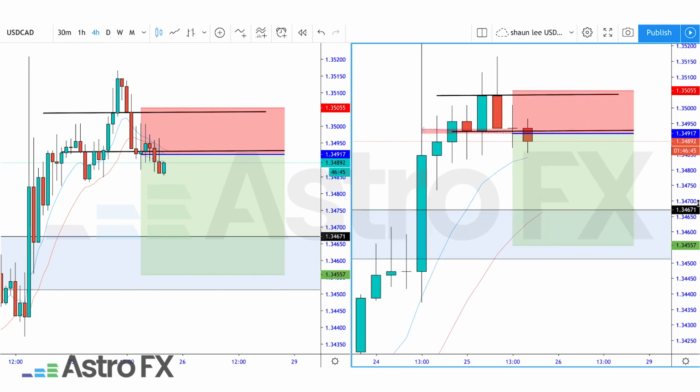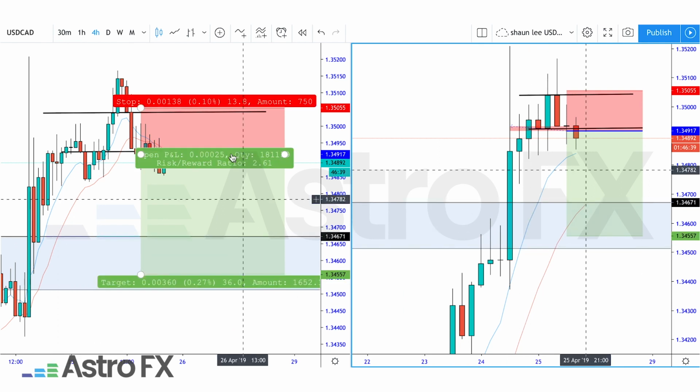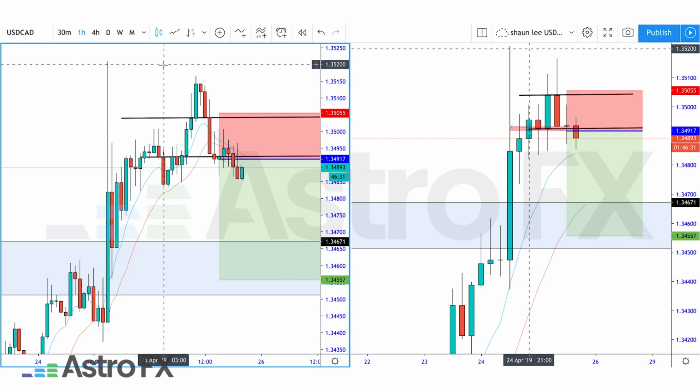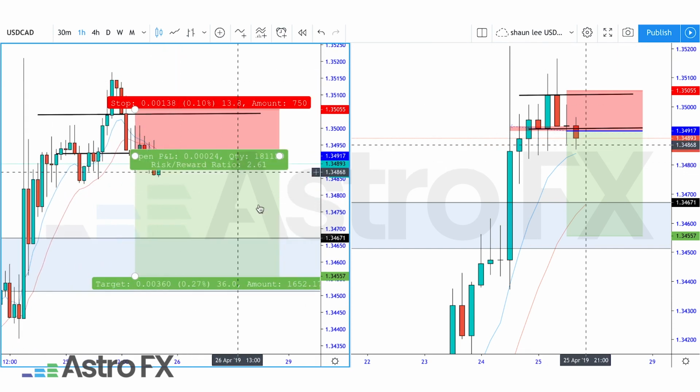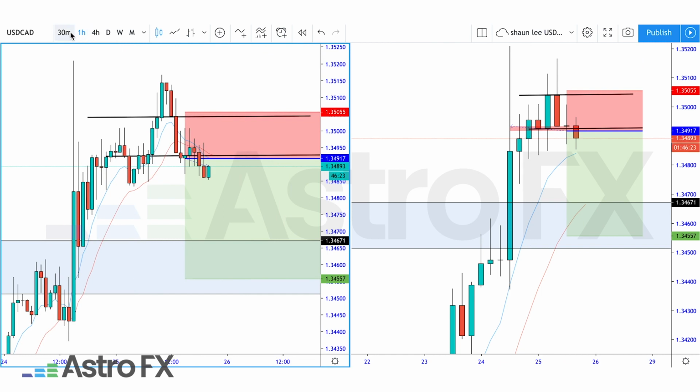If USDCAD does melt into tomorrow and close back below the region and the 4-hourly ray right here, that may suggest a weekly closure. So let's wait and see if this can roll over. Again, I'm only risking 13 to 15 pips, going for 36. Nice little intraday move there.